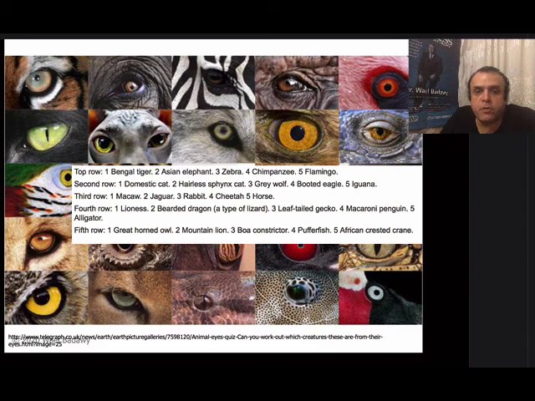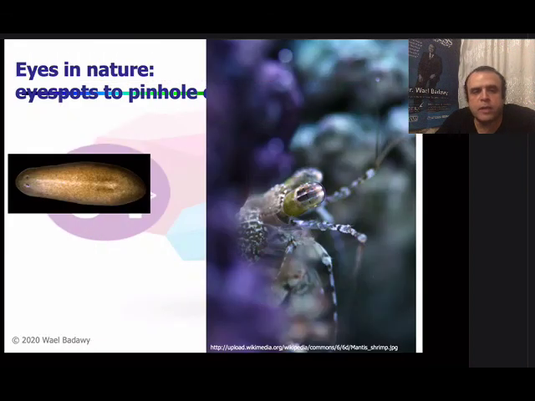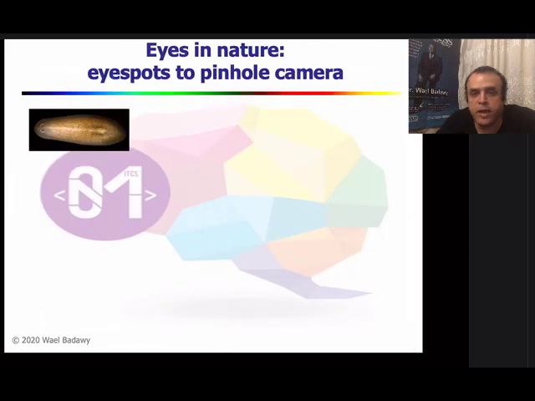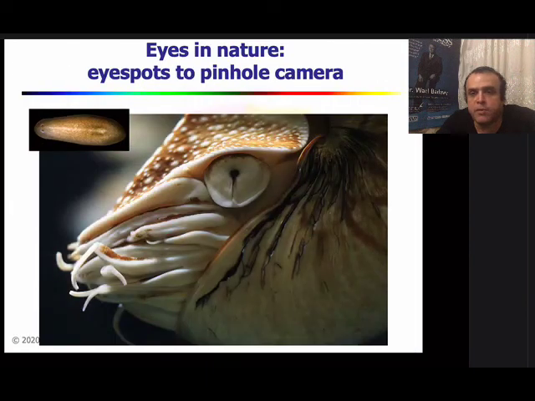You will have in front of you the top row, the second row, and the third row, each of which describes which animal it is. Now, are all the eyes in nature pinhole? The answer is yes, and the answer is no, because these are different creatures, which do have pinhole representations.